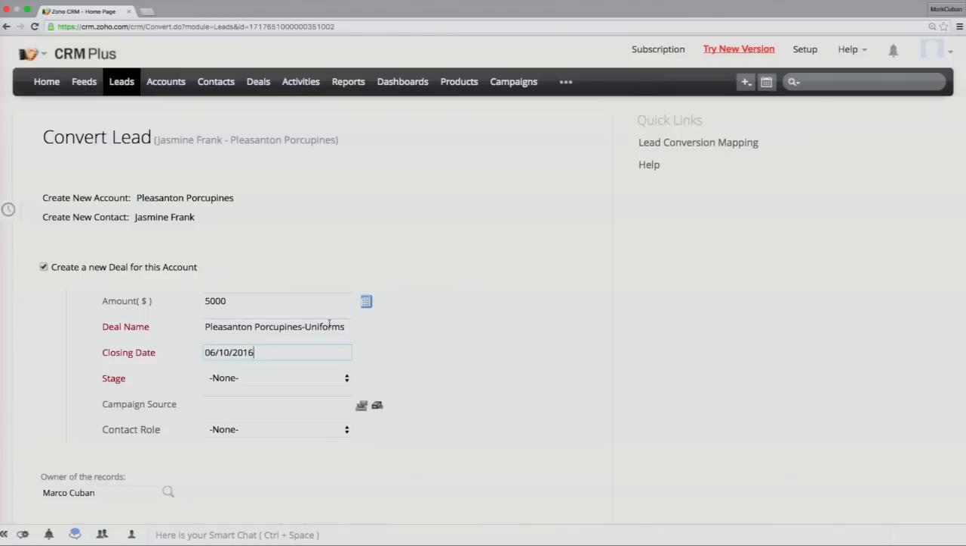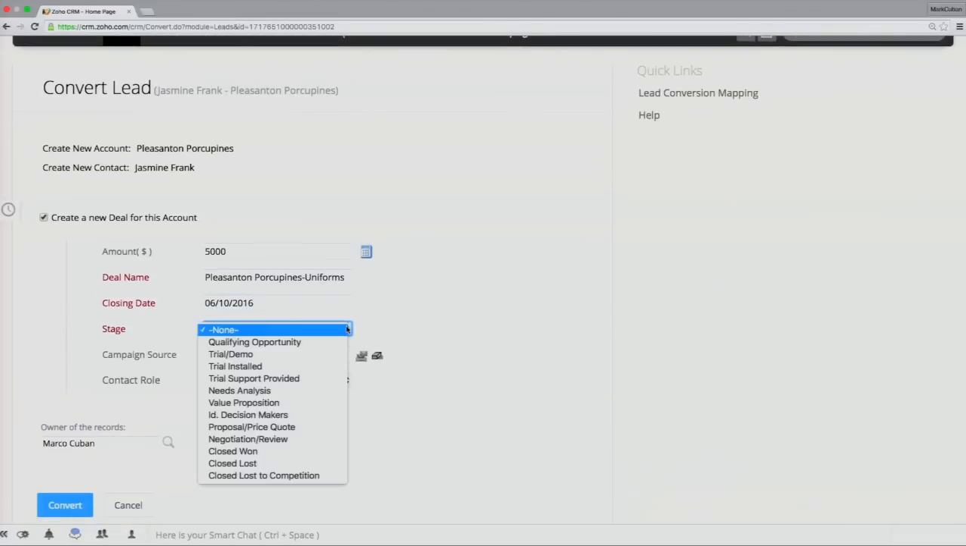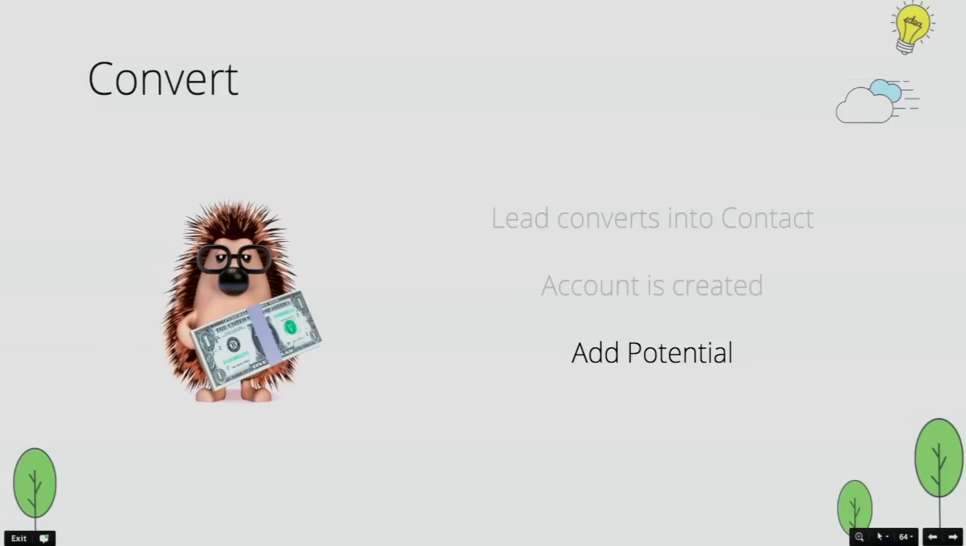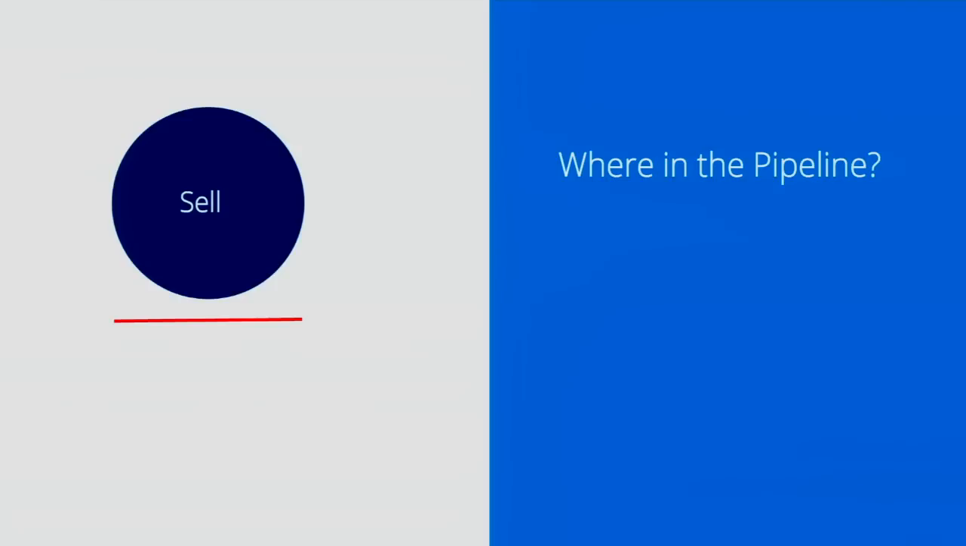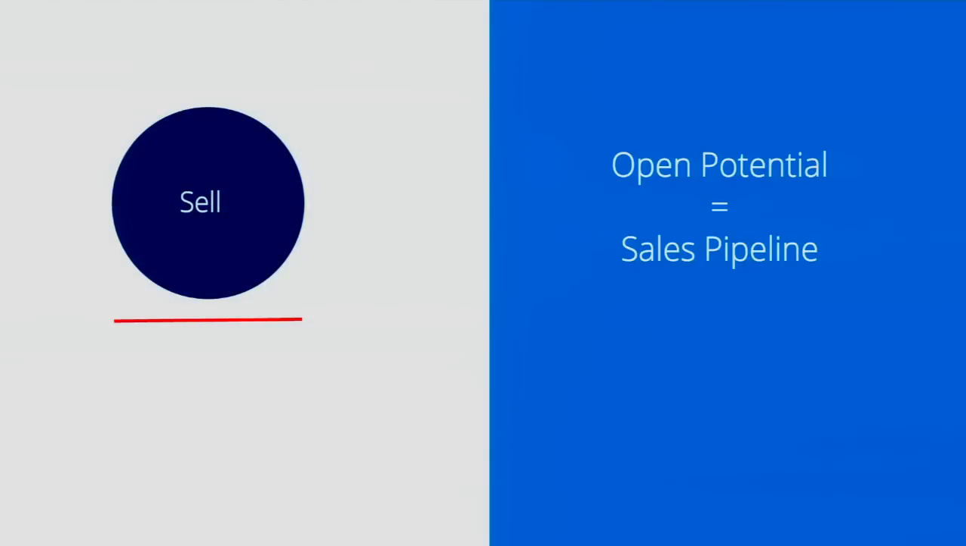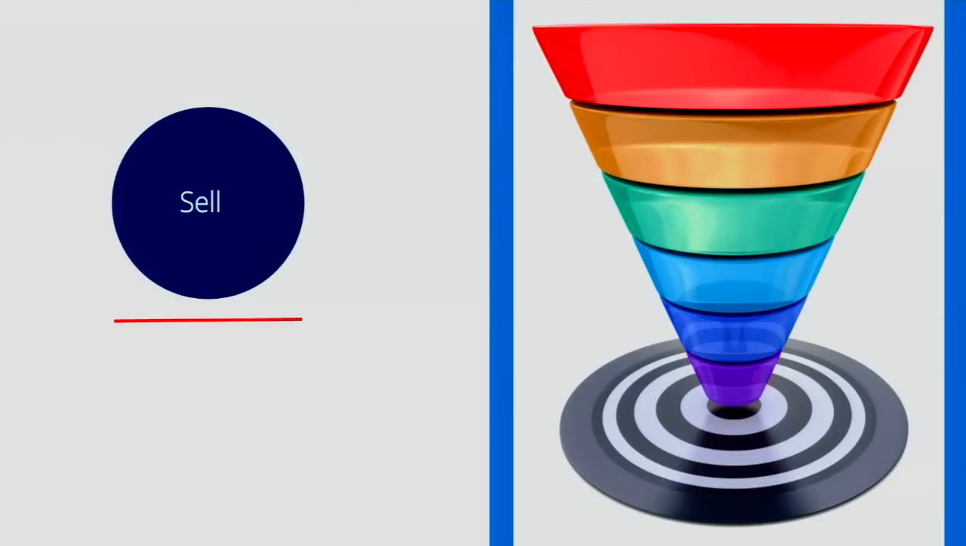We can add a closing date, and this is where it goes into our sales pipeline. So I'm going to stop right there, and let's just click Add Potential and put in the amount, closing date, and then choose a stage. Where in the pipeline? That is your sales stage. So if someone asks you what's in your sales pipeline, you would look at what are the open potentials in the CRM.